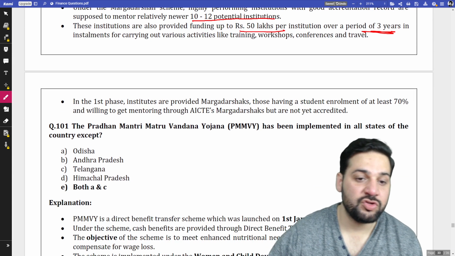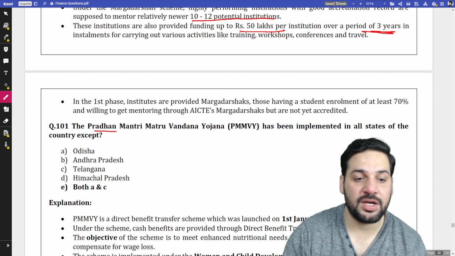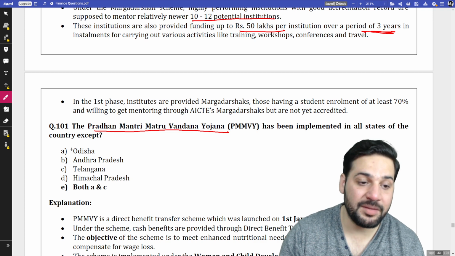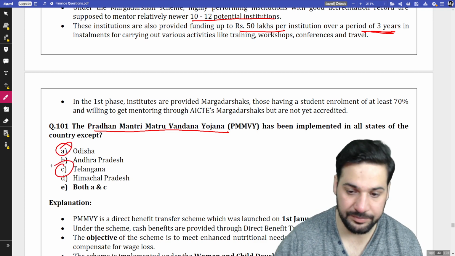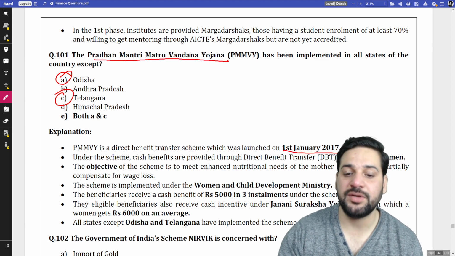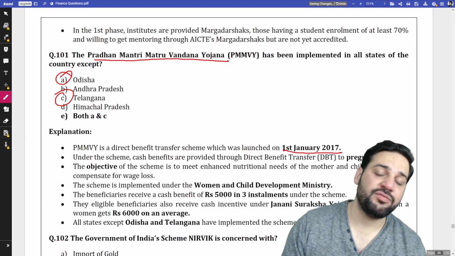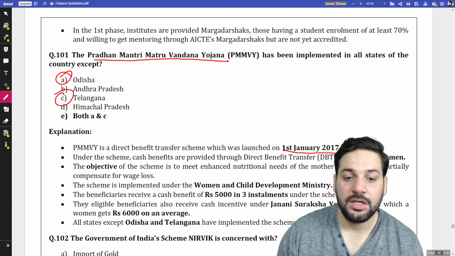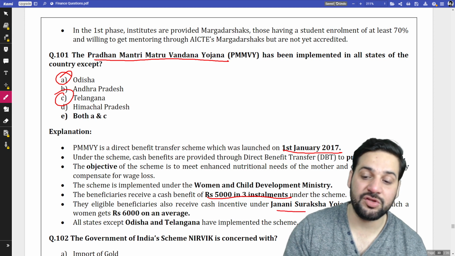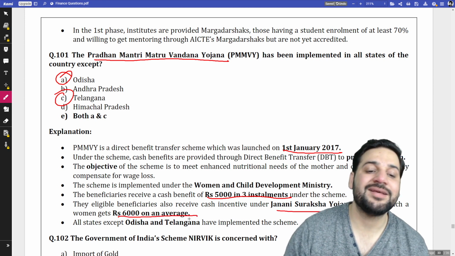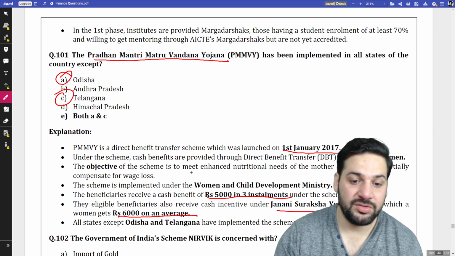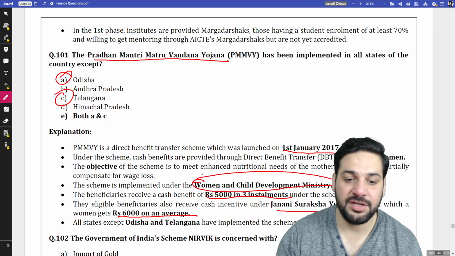Okay. So the Pradhan Mantri Matru Vandana Yojana has been implemented in all states except Odisha and Telangana. What was the objective? It was started on the 1st of January 2017. Direct benefit transfer to pregnant women. And how much? Rupees 5,000 in 3 installments. Further, under the Janani Suraksha Yojana, women get 6,000 rupees on average under the scheme, so that is additional. This scheme is under the Women and Child Development Ministry.